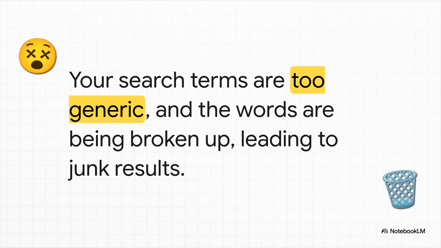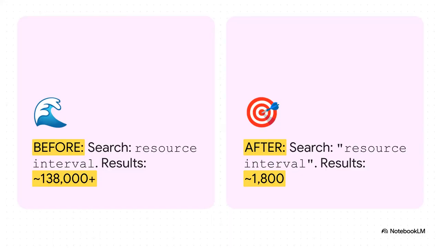Okay, but what about a different kind of problem? What happens when the order of your words really matters? See, if you just type in a two-word phrase, Google kind of just looks for those two words anywhere in the patent, not always right next to each other. And this, wow, this just shows you the power of one tiny tweak. Look at this. A search for resource interval. You got over 138,000 results. That's insane. But just by wrapping it in quotation marks, telling Google you want that exact phrase, look at that drop. We're down to about 1,800 results.